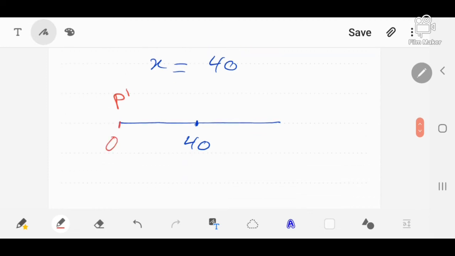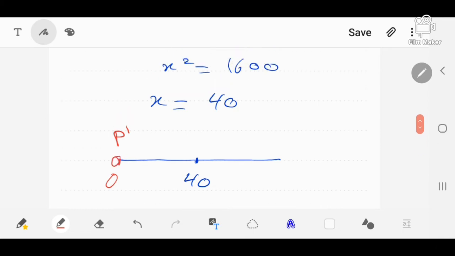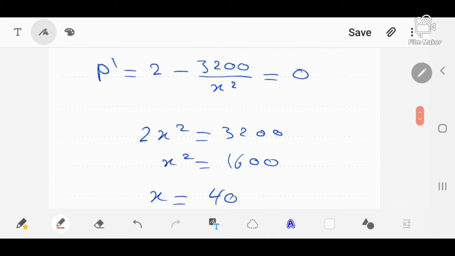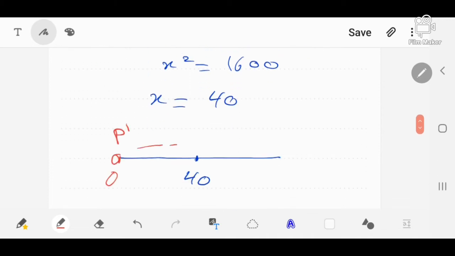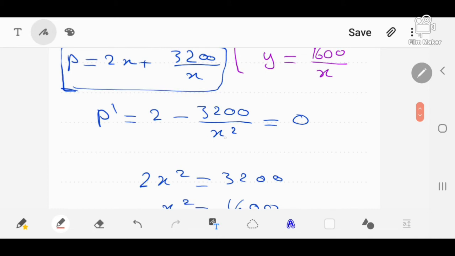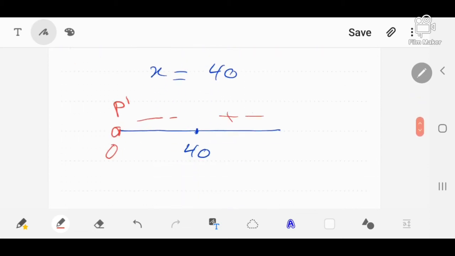So let's say 1: 2 minus 3200 over 1, that's 2 minus a very large value, so it's negative. Let's say 50: 3200 over 2500, that's for sure 1 point something, so 2 minus a smaller value, that's a positive value. So we have here decreasing, increasing. So yes, this value of x, the 40, will give us a minimum value.